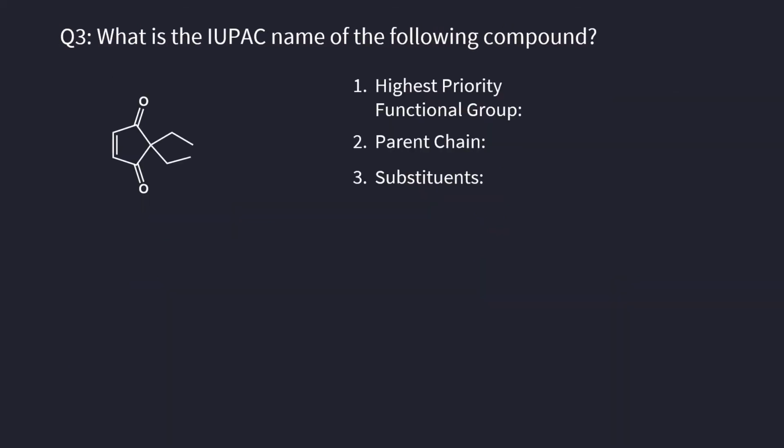Let's move on to the next example. What is the IUPAC name of this compound? Let's identify the functional groups. We have 2 ketone groups and an alkene group. The highest priority functional group is the ketone. We should give the ketone the lowest possible set of locants. So we number the cyclopentene ring this way.